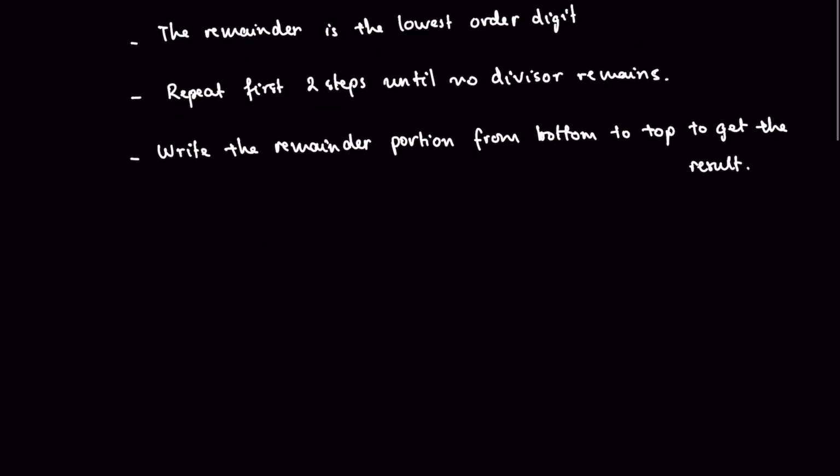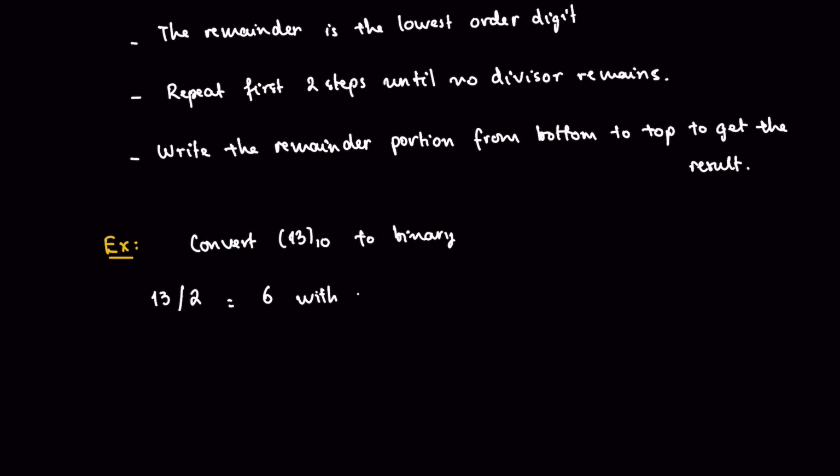So let's consider the following example. I want to convert the number 13 from base 10 to binary. Now what I'm going to do is take 13 divided by 2. Why divided by 2? Because we are working to convert it to the binary system. Now when you do this calculation, you're going to get 6 for the integer quotient, and the remainder is 1.